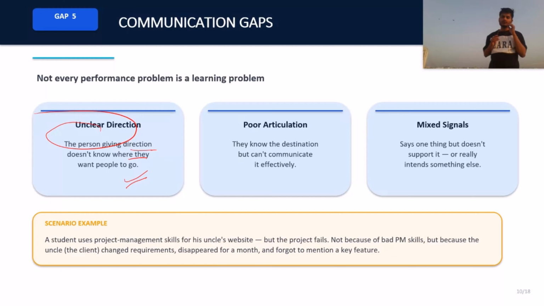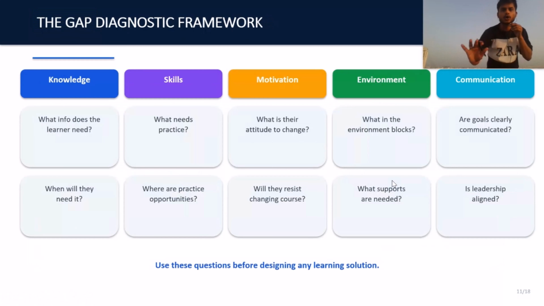Sometimes we know we have the expertise, we have the features, but the only barrier is the communication gap. So these are all the five gaps: knowledge, skill, motivation, environment, and communication. Let's say we have identified these issues and we have to fill these gaps. So how do we go about it?